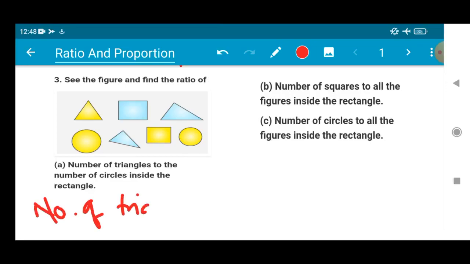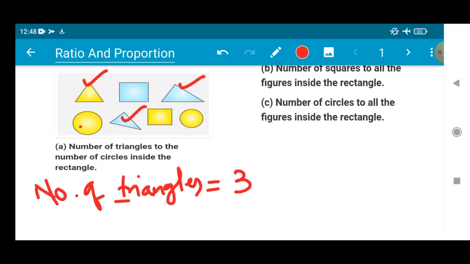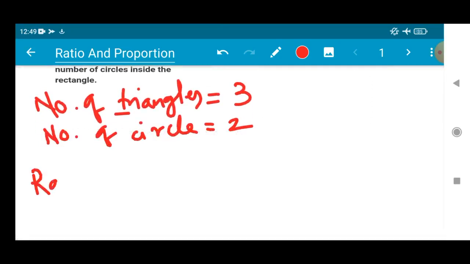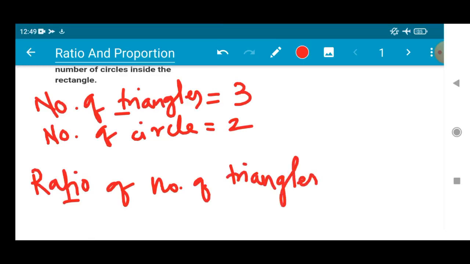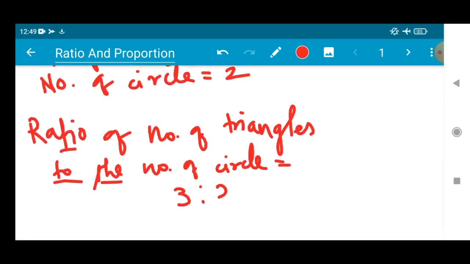Number of triangles. Let us see how many are there. Number of triangles: 1, 2 and 3. So it will be written 3. Yes, number of circles: 1, 2. So number of circles is equal to 2. Now we have to find the ratio between these two. So ratio of number of triangles to the number of circles is equal to 3:2.